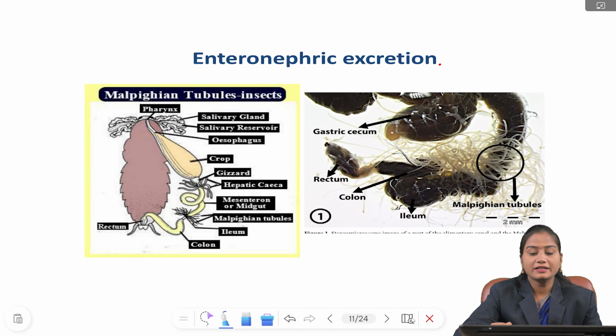Another important character is the enteronephric excretion. In this mechanism, insects have structures called Malpighian tubules. These Malpighian tubules are present between the midgut and the hindgut of the insect. They are involved in the absorption of unwanted metabolites and are also helpful in water conservation.